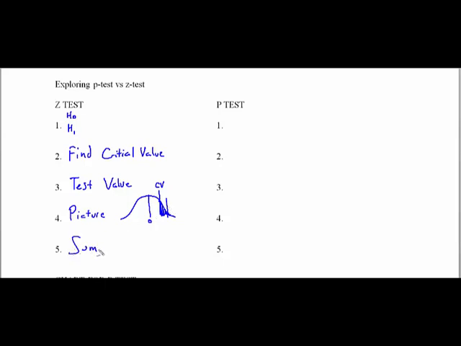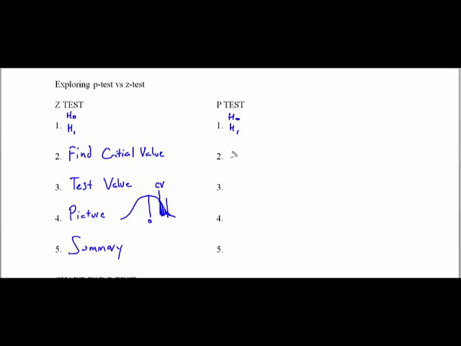And then you would write a summary sentence that I've coached you through in the previous video. So how are things the same and how are things different in a p-test versus a z-test? Well, the null and alternative are exactly the same. You would still set up your null as being equal to a value, and your alternative would be greater than, less than, or not equal to, based on whether the problem indicates left tail, right tail, or two tail.